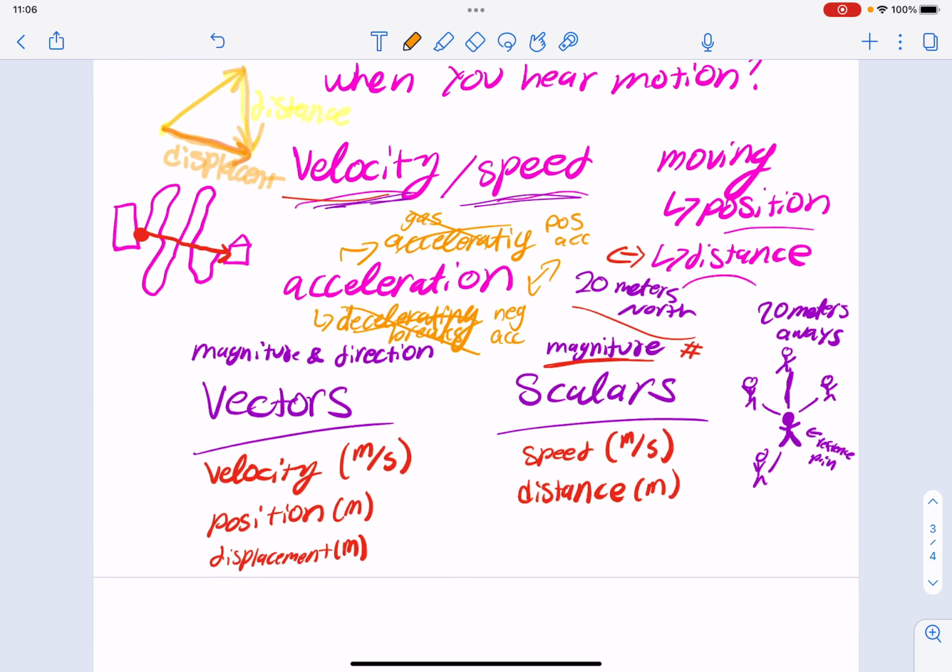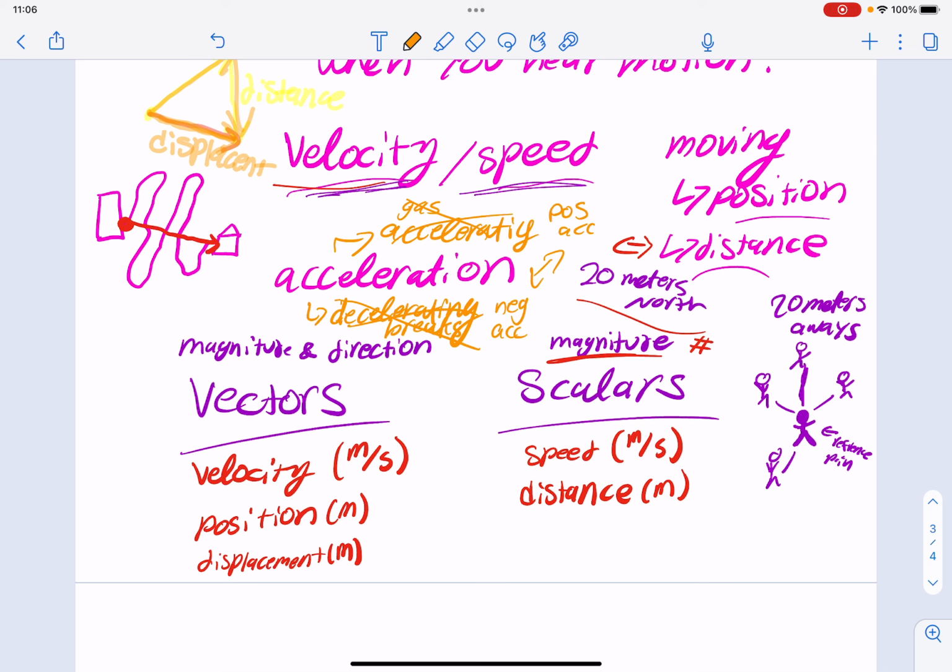So I know it goes against what most of you guys have learned from driving and riding your bicycles and stuff, right? But when it comes to acceleration, this is actually just positive and negative. There's no such thing as accelerating and decelerating. So if we have a positive and a negative, what does that hint at for acceleration?